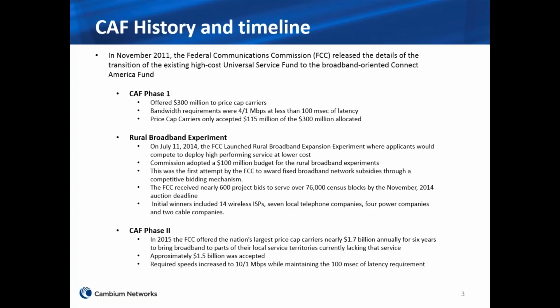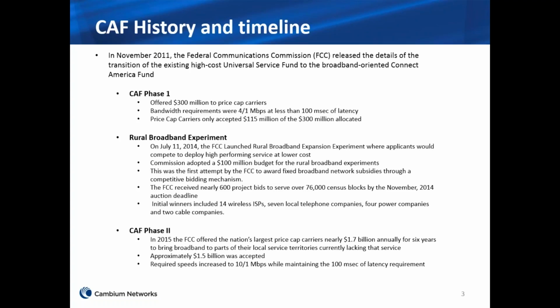Growing frustrated with the progress and continued objections from the price cap service providers, the FCC initiated the Rural Broadband Experiment. The Rural Broadband Experiment came out in July of 2014. It offered a $100 million budget to the Rural Broadband Experiments. This was the first attempt by the FCC to award fixed broadband network subsidies through a competitive bidding mechanism.